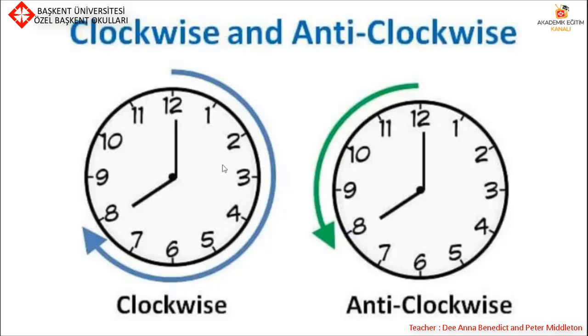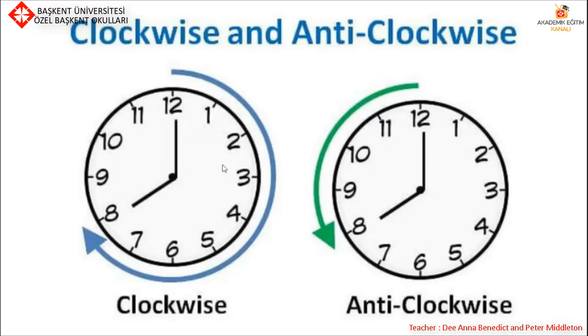You can see that there are two clocks in this slide. On the left, there is a clock and a blue arrow. The blue arrow is going clockwise round the clock. You can see the hands on the clock. They go 12, 1, 2, 3, 4. And the blue arrow goes the same way, the way that a hand goes round a clock.